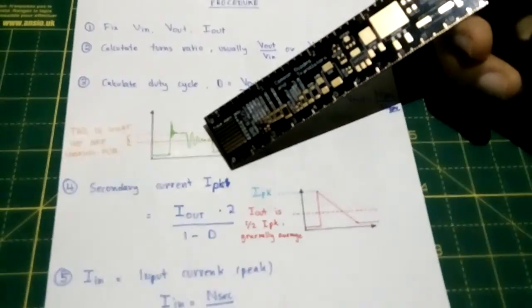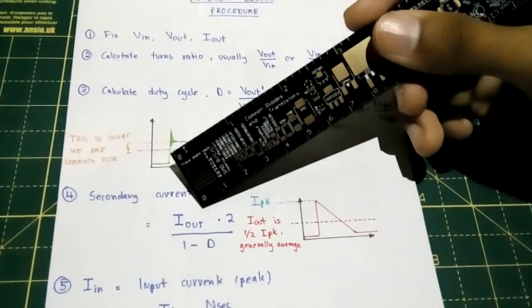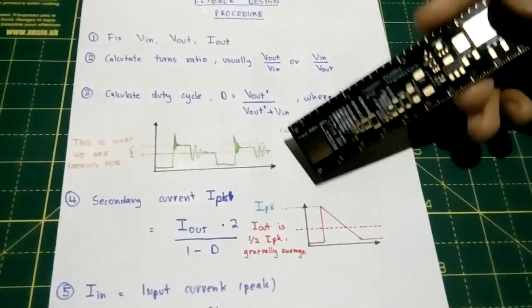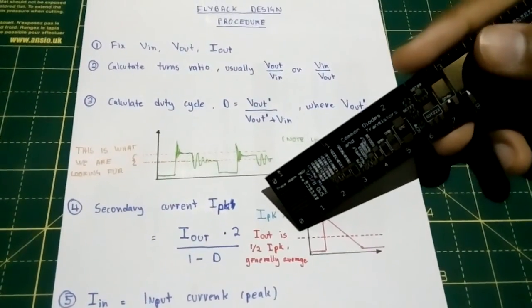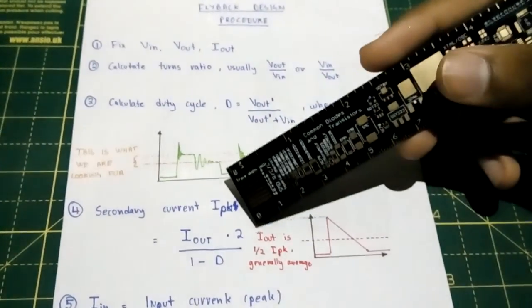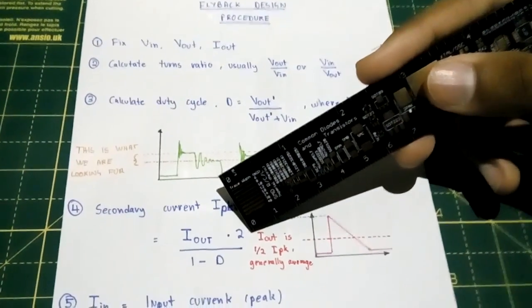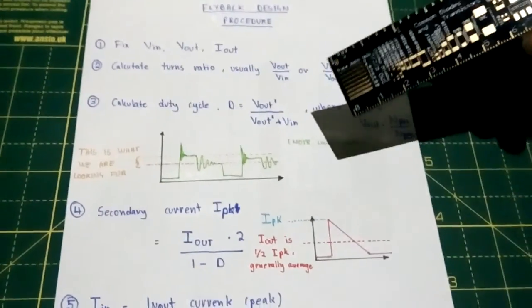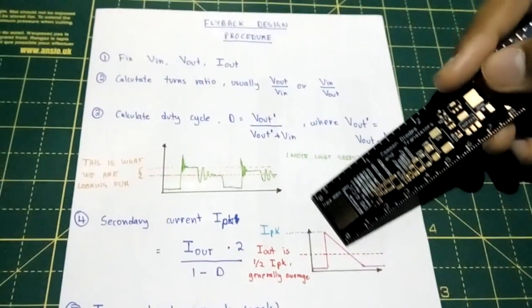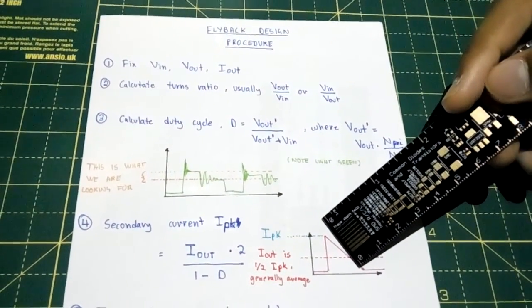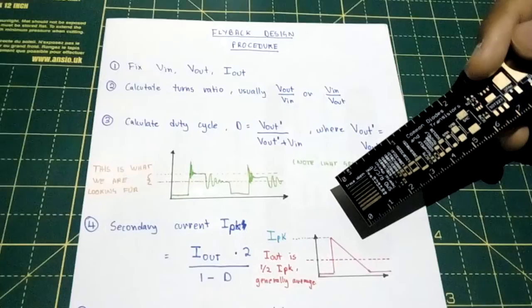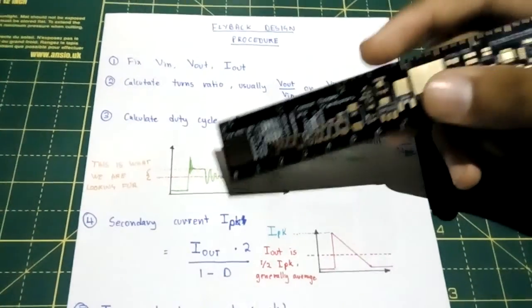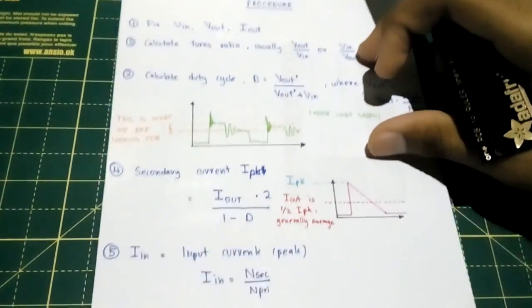Now how to calculate the output peak current. So the output current, the average output current times 2, because this is a triangle wave. So your average current will be somewhere around here. Multiply that by 2 and divide it by 1 minus your duty cycle, because the discharge of the energy in the transformer core happens during the second half of the cycle where the transistor is turned off. So this is how you determine your I peak.